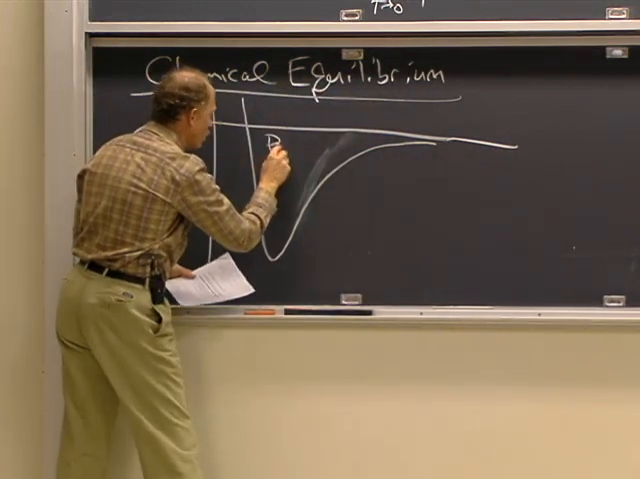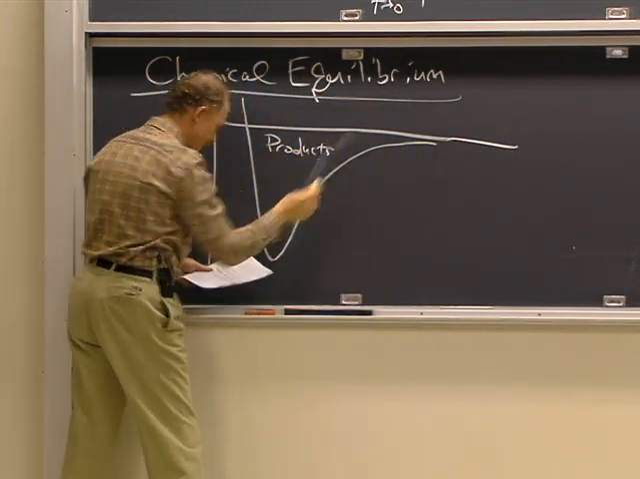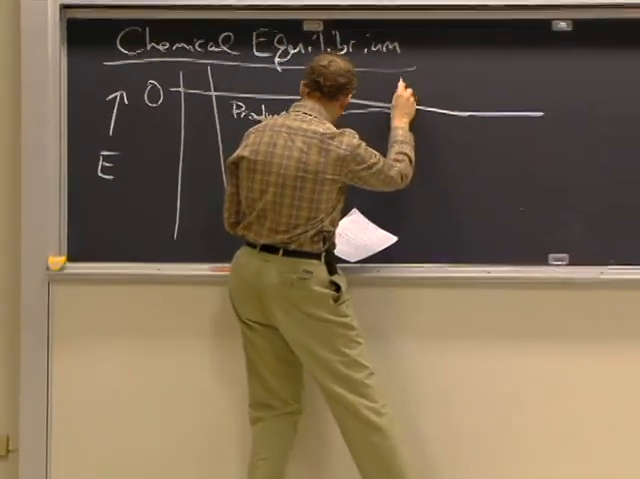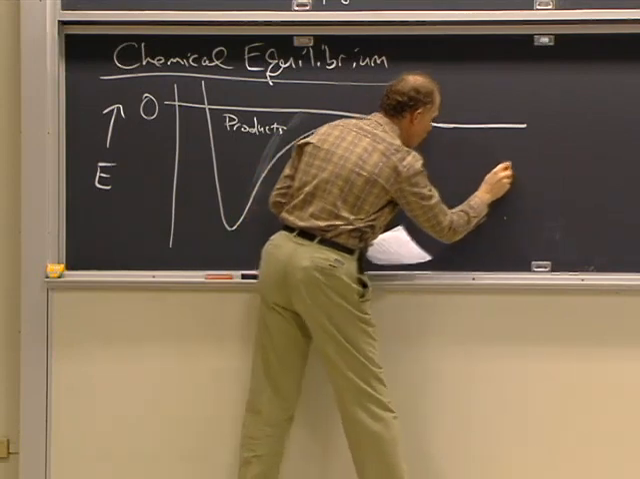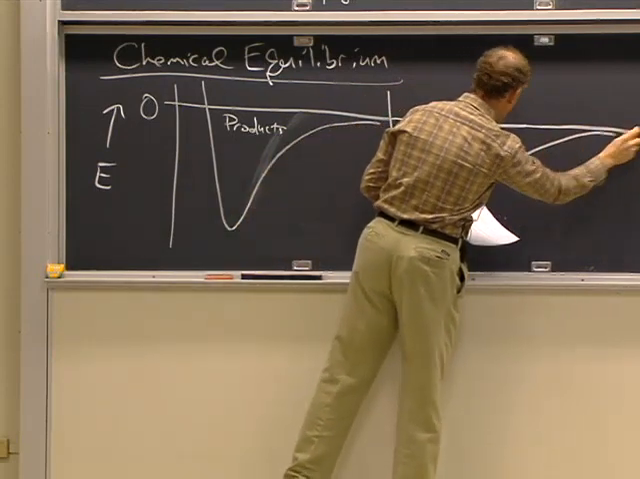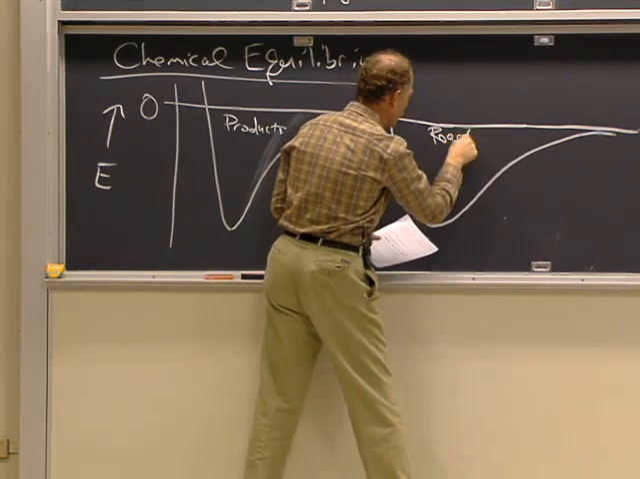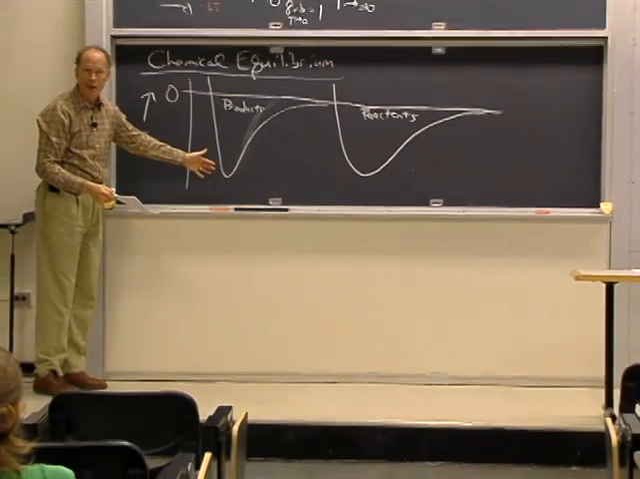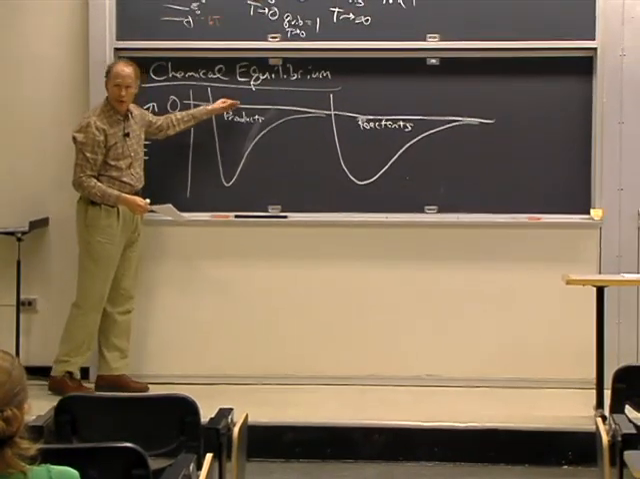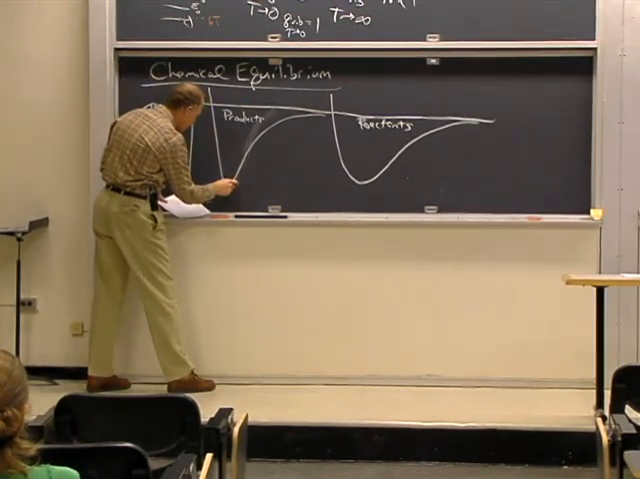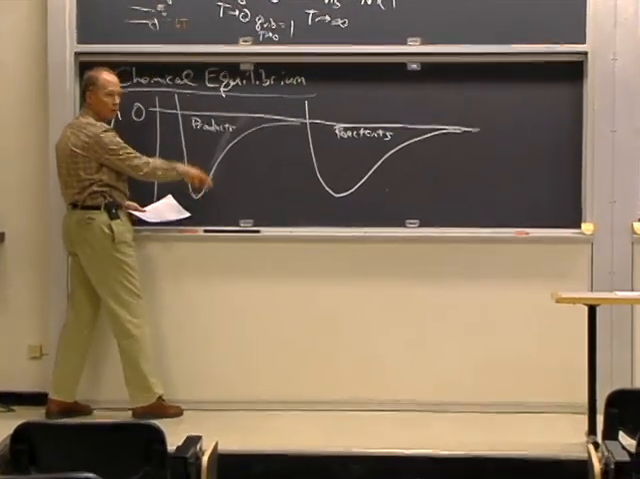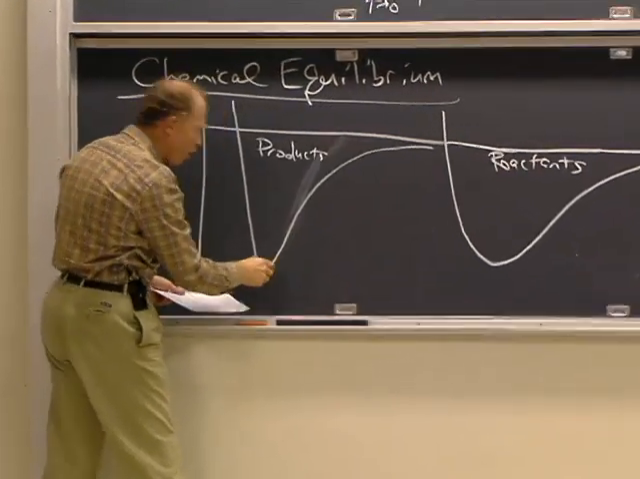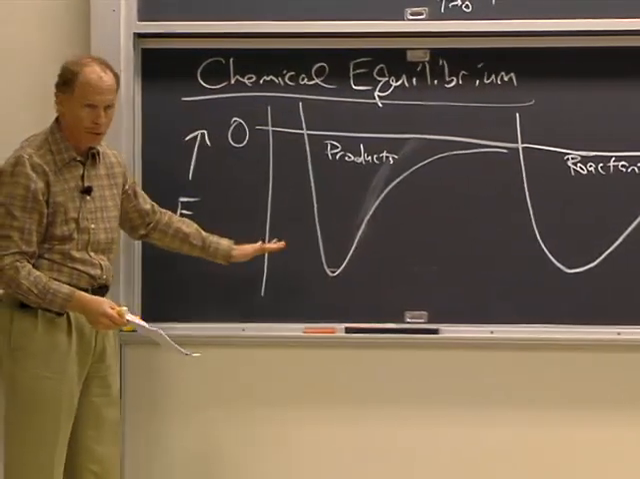So let's make this our products. And over here we'll have our reactants and make the energies different. All right. So there's some amount of binding energy, right? There's a bond dissociation energy going from the lowest available level in each molecule to the dissociation limit where we've pulled the atoms apart. So now I'm going to draw vibrational energy levels inside the molecule.